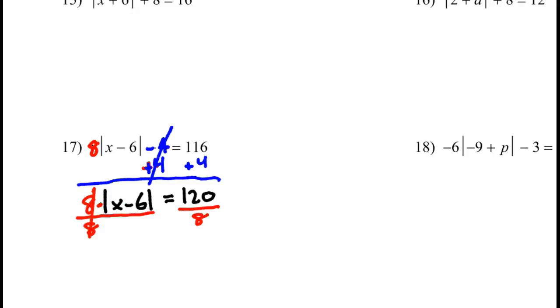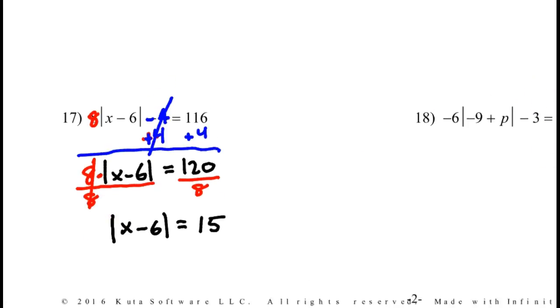Remember, canceling out with adding and subtracting means equals 0. 4 minus 4 is 0. Canceling out when you're multiplying and dividing means equals 1. So, the absolute value of x minus 6, and 120 divided by 8 is 15. Now we've gotten rid of everything on the outside. Now you can break it up into two parts.